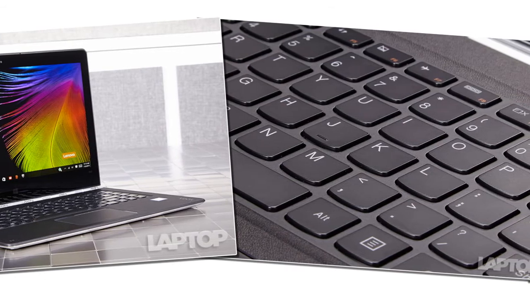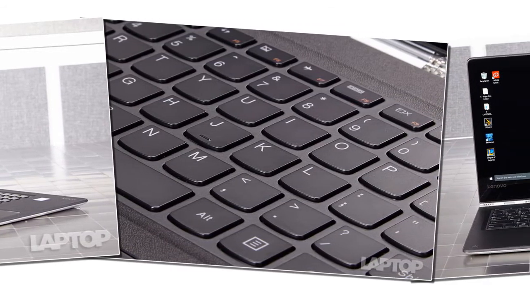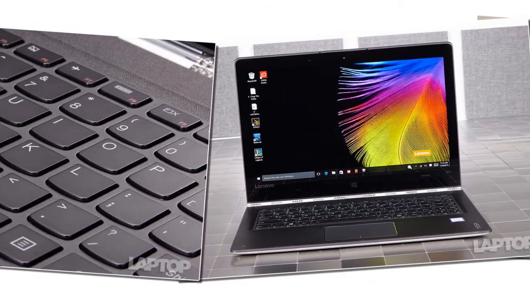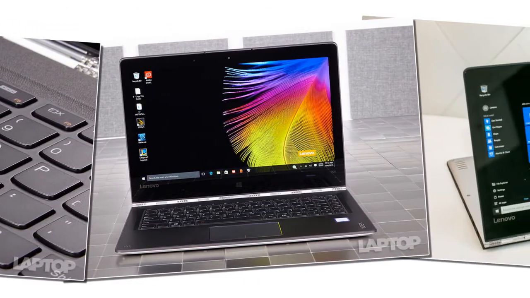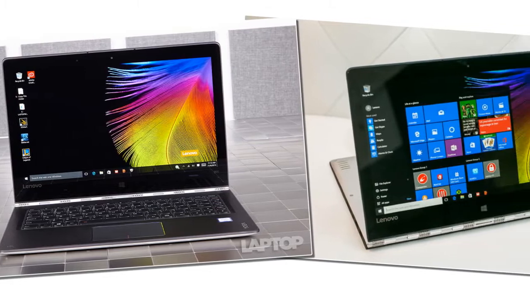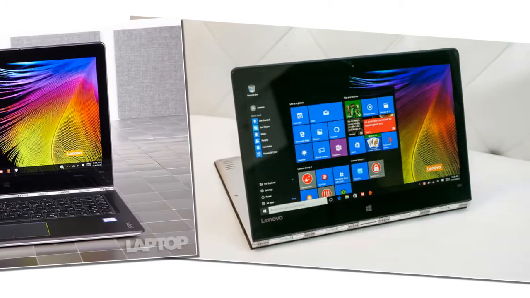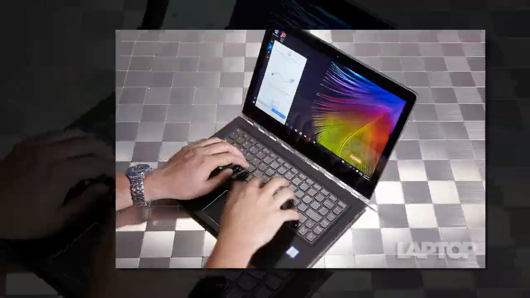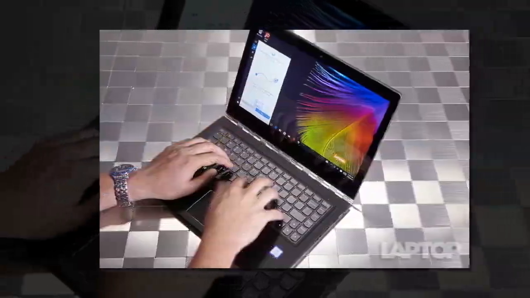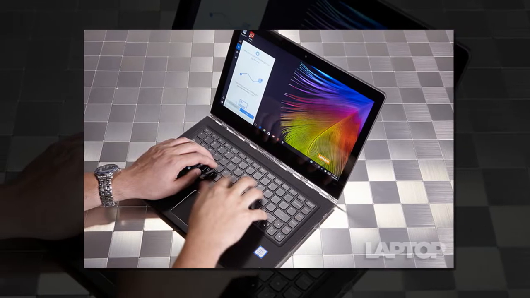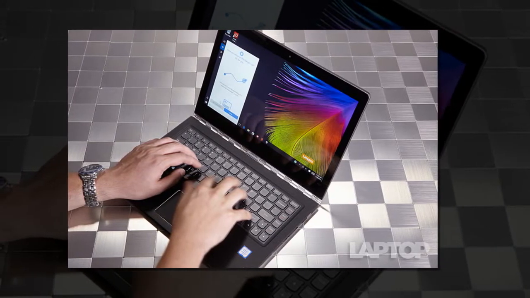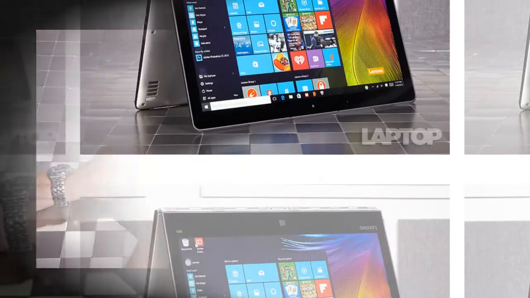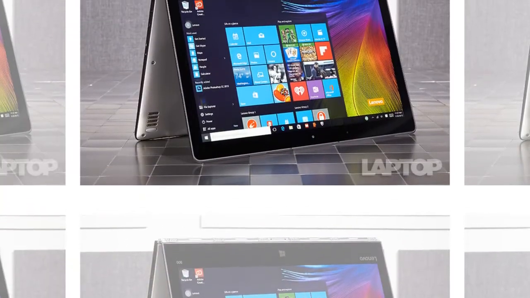The Yoga 900's color range was a tad short of covering the entire sRGB color spectrum, scoring 93.2%. That puts it ahead of the Dell Inspiron 13-7000, 88.6%, but behind the Spectre x360, 103.2%, and the Surface Book, 98.5%.